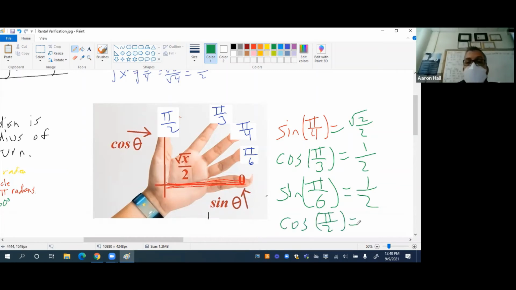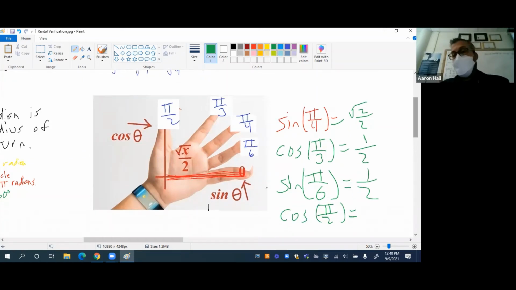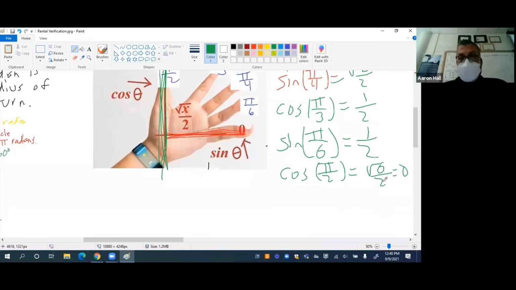What if I have cosine of pi halves? What is cosine of pi halves? What finger do I put down? You would put down your thumb, 0. Okay. So I have 0 fingers from that side. So I do the square root of 0 over 2, which is 0.